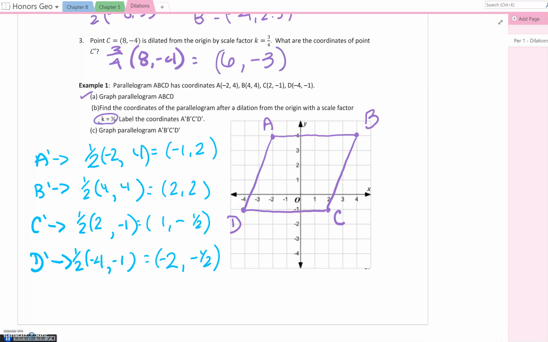So now let's go ahead and plot these points. It should be getting smaller by a scale of 1/2. So here we go. (-1, 2), (2, 2), (1, -1/2), (-2, -1/2). And here's A', B', C', D'. Okay, so it's actually as easy as that. As long as you are multiplying correctly and then plotting your points correctly, you should very easily be able to get your dilated images. They can shrink, they can expand.